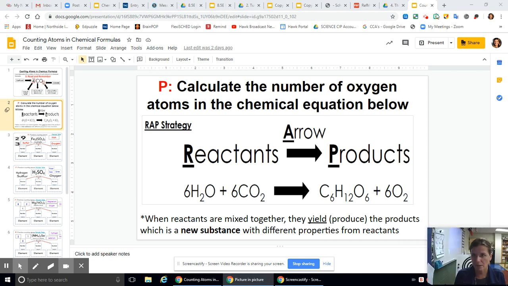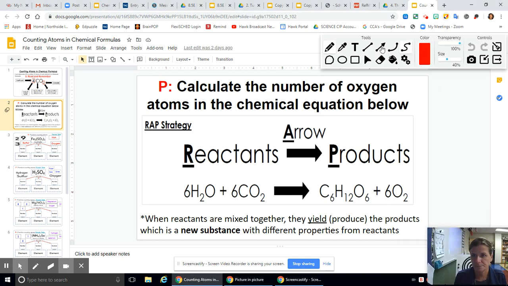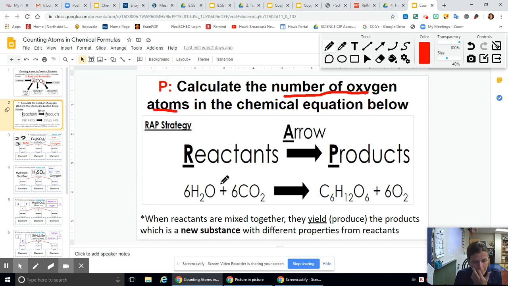Okay, so I'm going to come over here and get my web paint. Okay, so I'm only looking for the number of oxygen atoms. Okay, so here on my reactant side, I'm going to work on my reactant side first. So I have a coefficient in front of this compound. So looking just at my oxygen, I know there's only 1 oxygen atom.